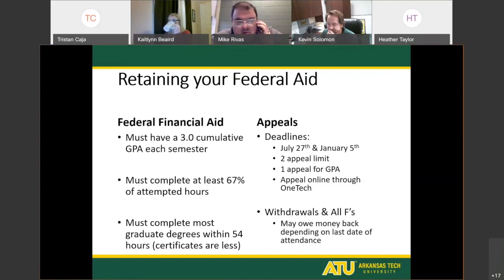And then on the withdrawals and all Fs, if you ever decide to withdraw, or if for some reason you do receive grades of all Fs, you may owe money back depending on your last date of attendance. So what we suggest is if you're having any issues in your class, speak with your advisor, speak with your professors, speak with financial aid. And if you ever decide that you need to drop 1 or more classes, always talk with financial aid first, because you may be below that 5-hour minimum. You may owe money back, so always check with us before dropping a class. And that is all I have with financial aid.